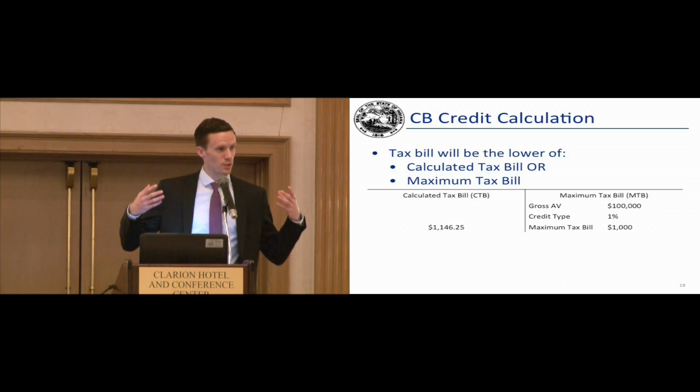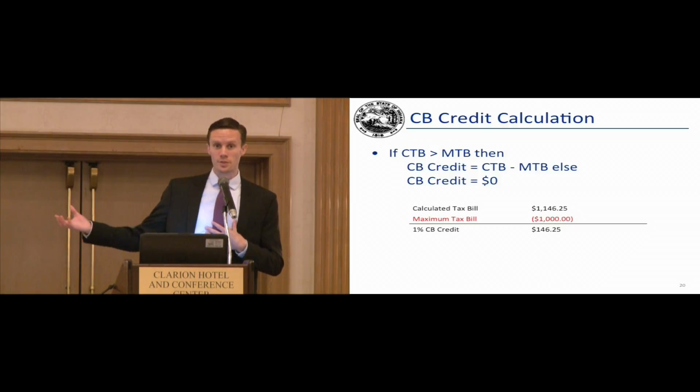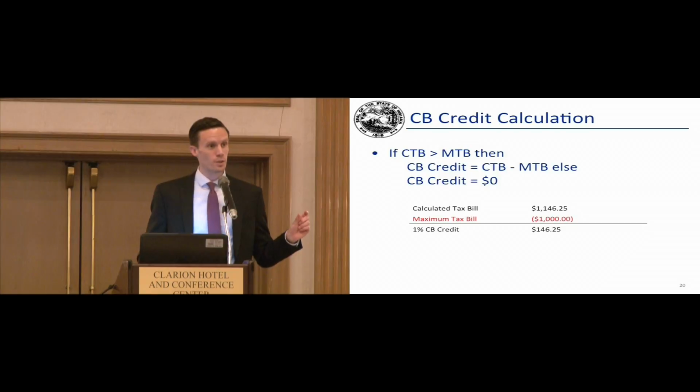So if you think in terms of if statements or logical statements, I know that for me, when I put it into a construct like this one, it tends to make it easier to think about. If the calculated tax bill amount is higher than the maximum amount that taxpayer is eligible to pay, then the circuit breaker credit is going to be equal to the difference between those two numbers. On the other hand, if the maximum tax bill is higher than that calculated tax bill or the gross tax bill, there's not a circuit breaker credit for this particular taxpayer.